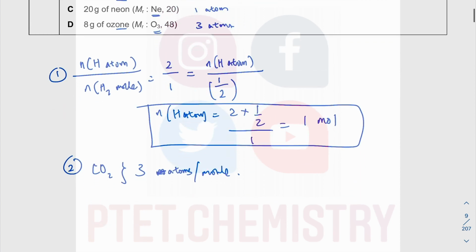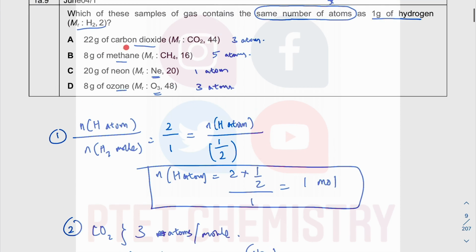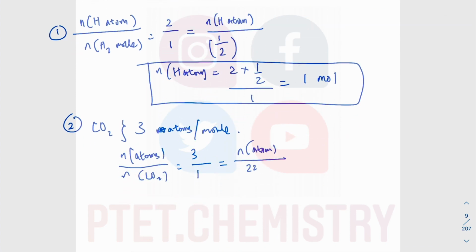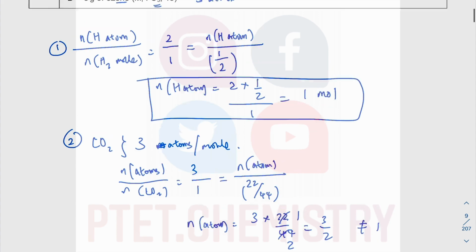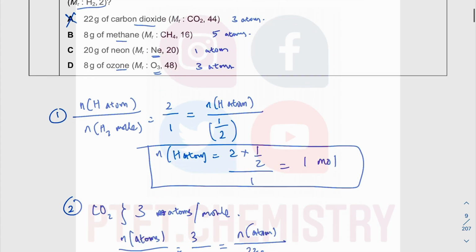Okay, so what I'm going to do with CO2 is the mole of atoms over the mole of CO2. There are 3 atoms in 1 molecule of CO2. So the mole of the atom over, well, the mole of CO2 is the mass over the Mr, so it's 22 over 44. Remember, the bottom bit is for the molecule, the CO2. So the mole of atoms is equal to 3 times 22 over 44. That is not 1, okay? So I can cross out carbon dioxide. Okay, how about 8 gram of CH4?